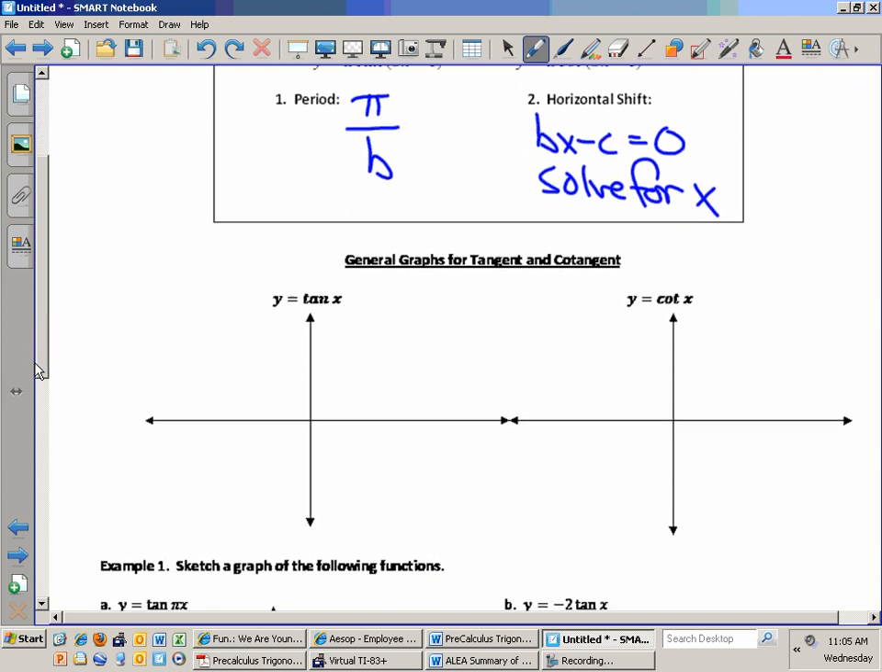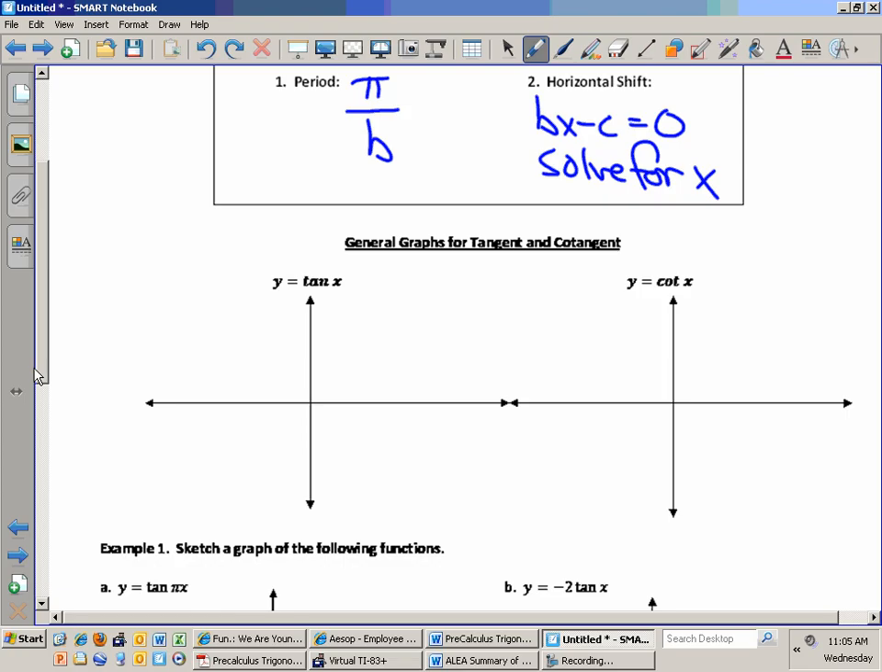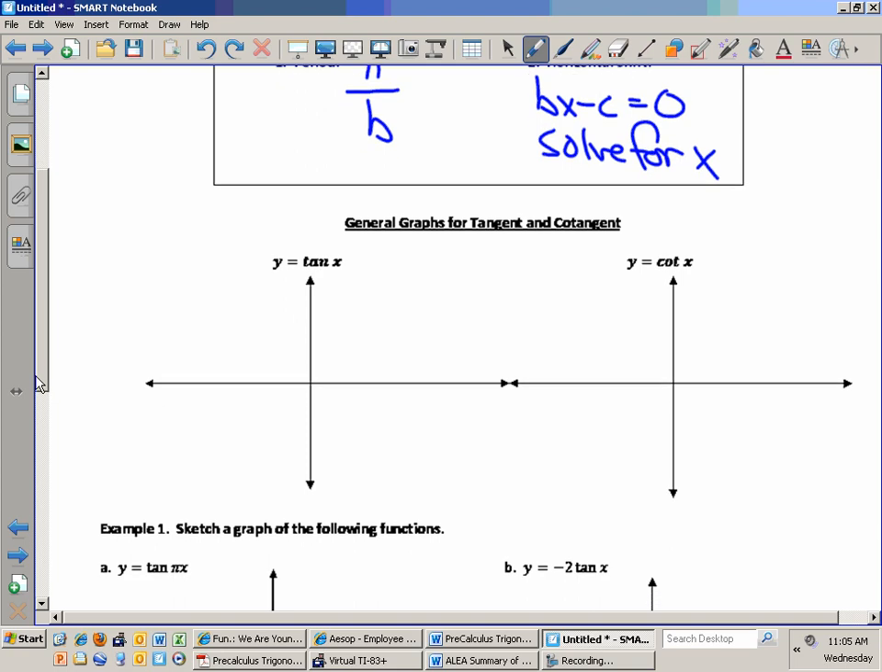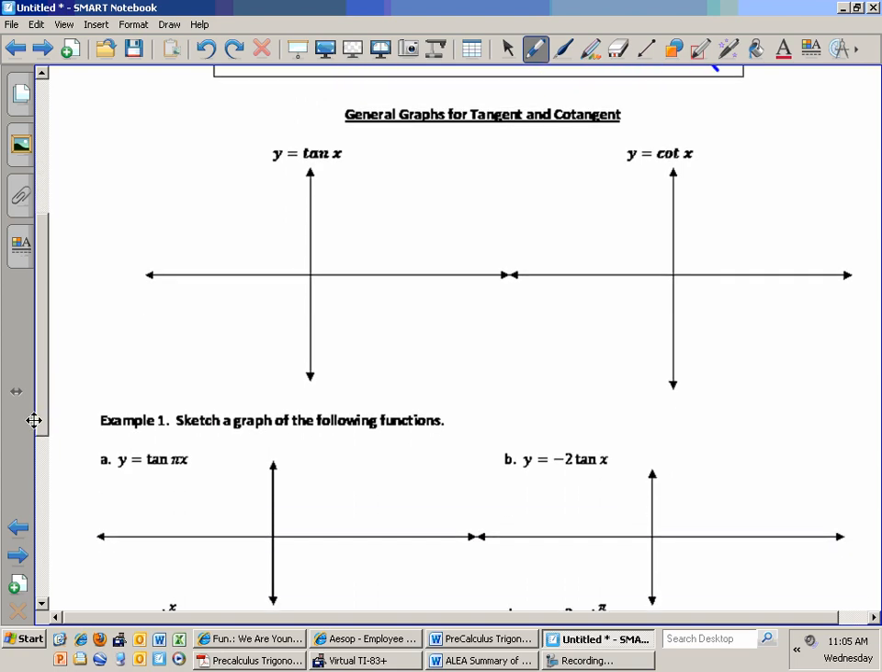Now, these are the general graphs for tangent and cotangent. I give these to you on the back side of your notes, and all the parent functions are listed. And so let's generate these. Tangent repeats itself every pi.